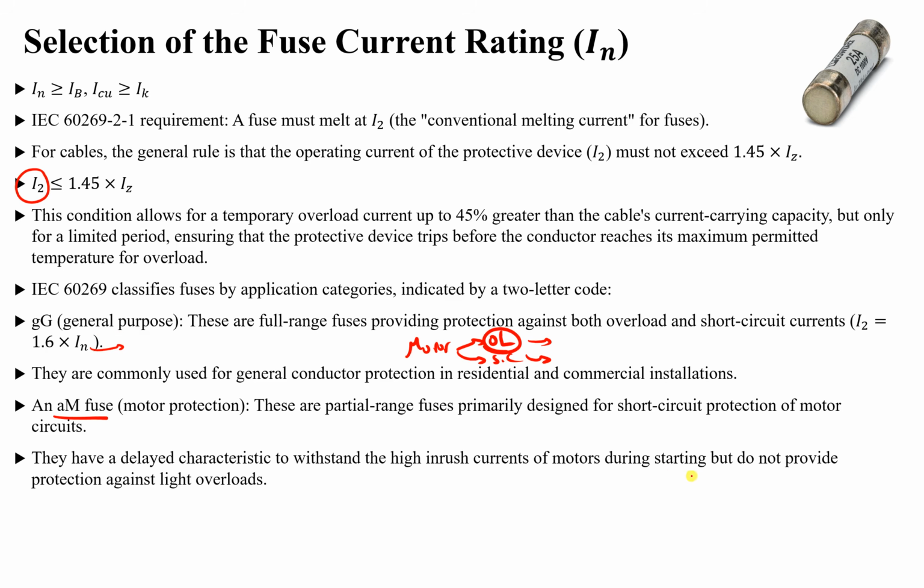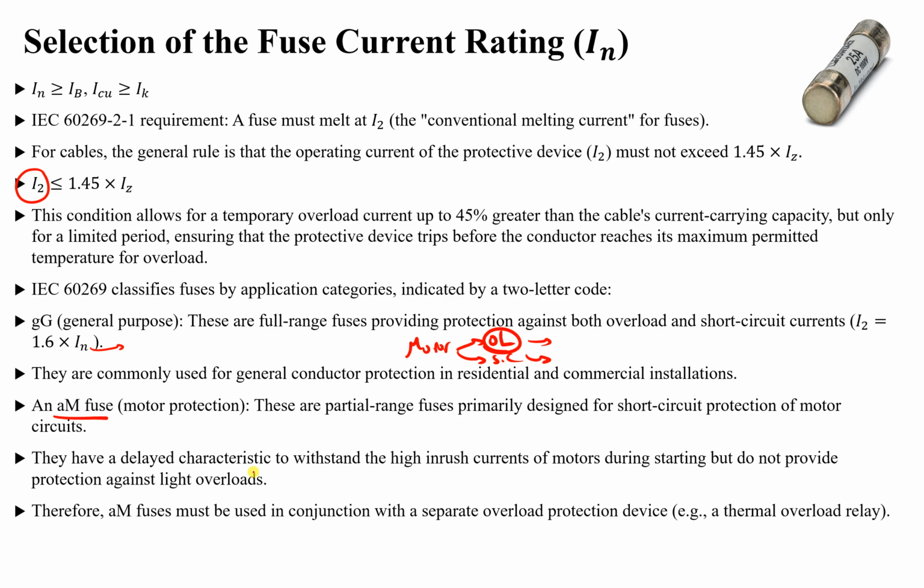However, it doesn't provide protection against light overload, because we said we need a separate overload protection device like a thermal overload relay. Now, so this is the process of selection of breakers according to IEC.